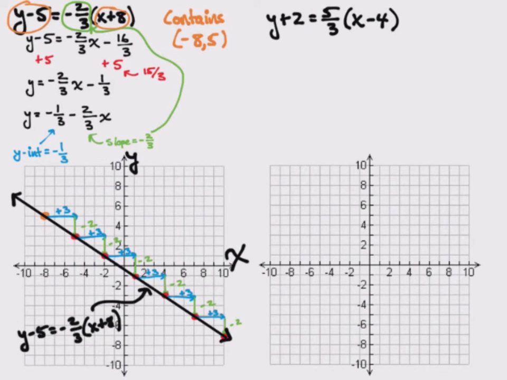Alright, time for you to try one. Why don't you try graphing y plus 2 equals 5/3 times the quantity of x minus 4. And I'll tell you now, if you try to put this in a slope-intercept form, the y-intercept is going to be a fraction and it's going to require you to eyeball. So why don't you try graphing this using the fact that this equation is already in point-slope form.